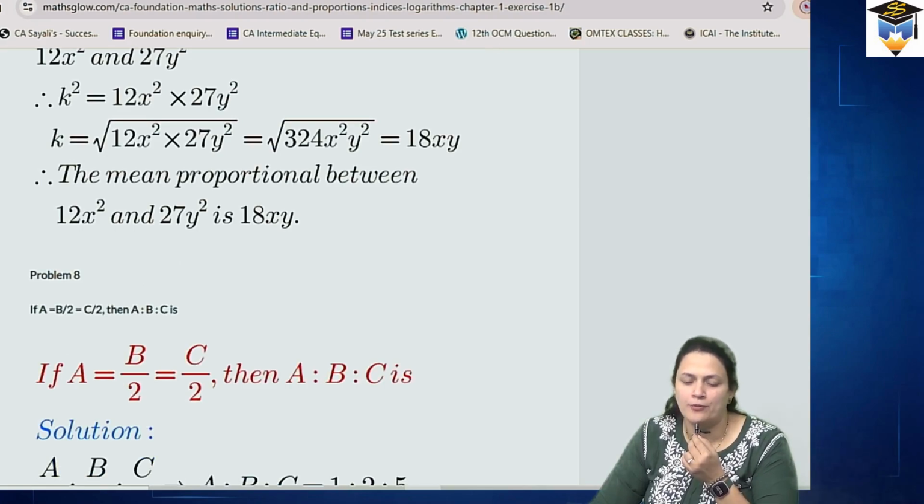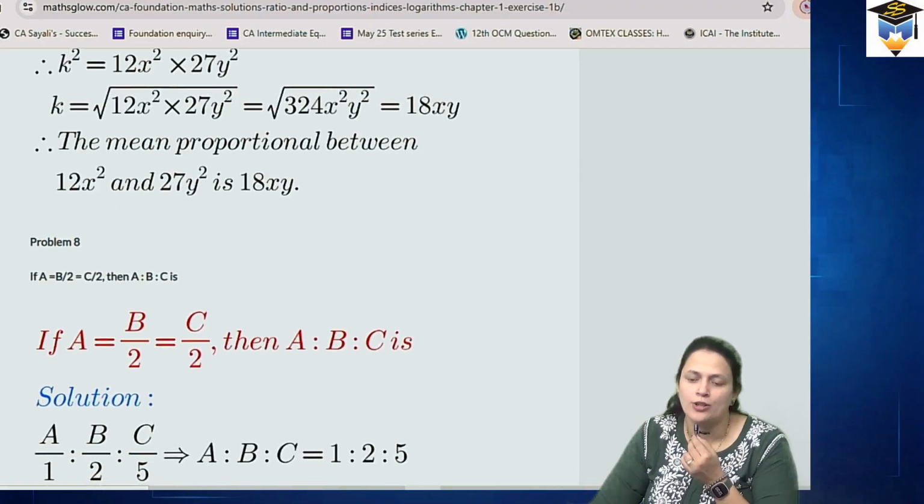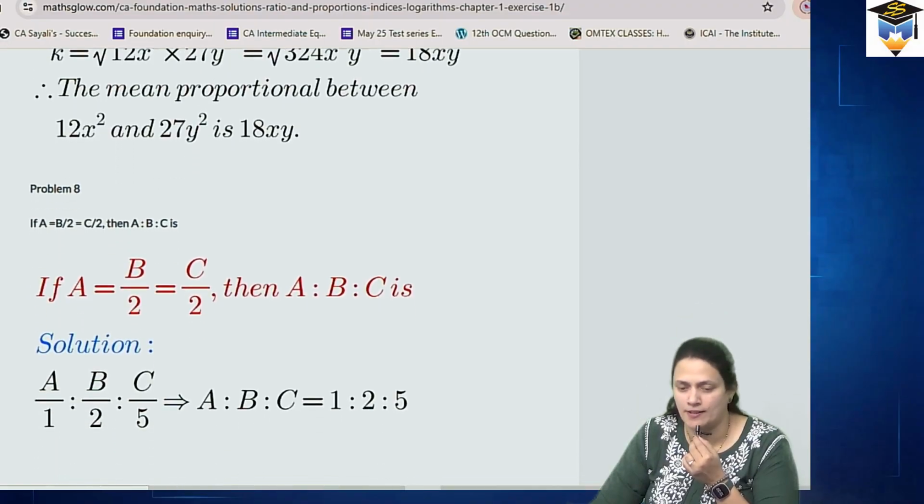If a upon 1 is equal to b upon 2, that is equal to c upon 2, then you have to find out the ratio of a is to b is to c. So a के नीचे कुछ दिया नहीं है, means what is the meaning of that? It is 1. Okay, so a upon 1 is equal to b upon 2, that is equal to c upon 5, यहाँ पे mistake है, it should not be c upon 2, it has to be c upon 5. So a is to b is to c is 1 is to 2 is to 5. Easy. So this is option C.